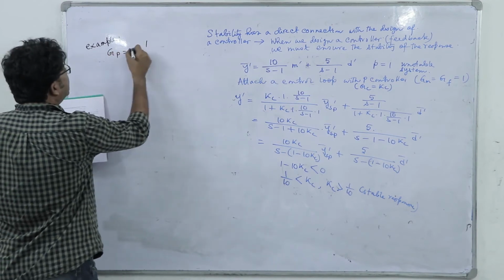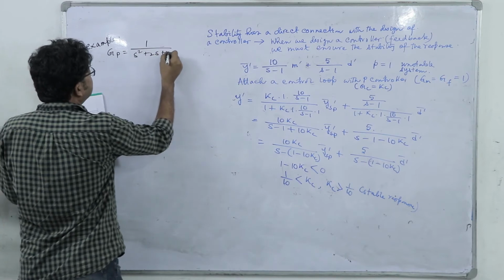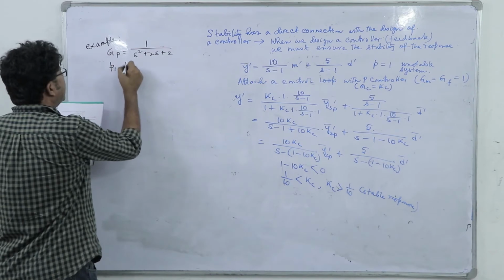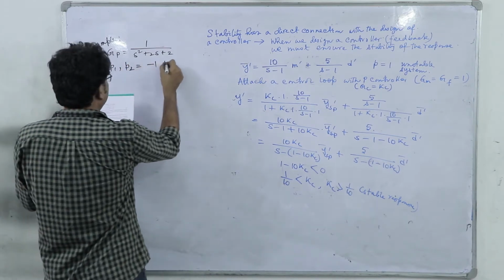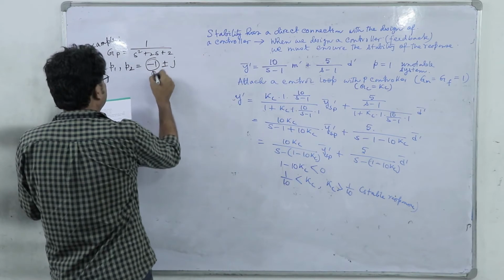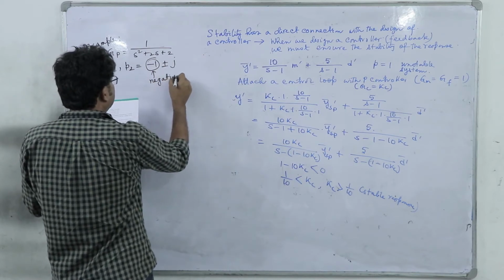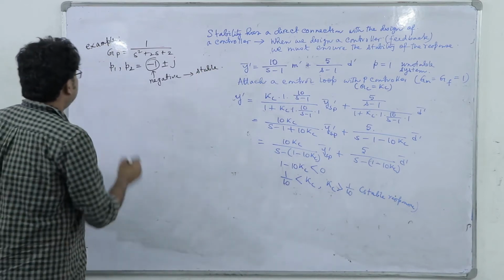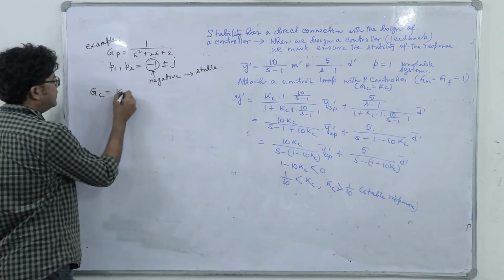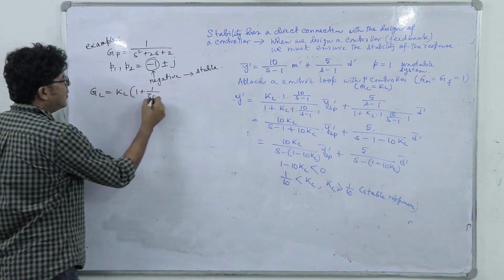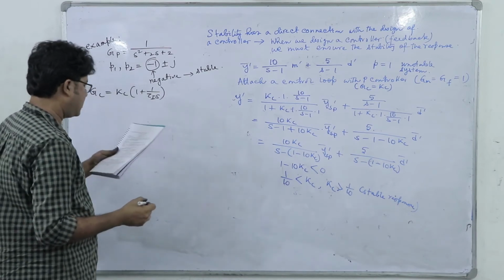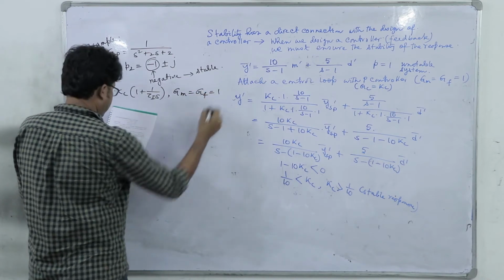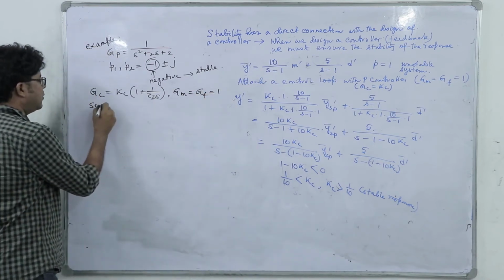Gp is equal to 1 divided by s square plus 2s plus 2. It is a second order system, right. And if we find the roots, P1 and P2 will be minus 1 plus minus j. So this real part is negative, so hence stable. Now, we attach a PI controller, so Kc into 1 plus 1 by tau I s, right, and GM, GF again equal to 1. And let us consider only the servo mode.